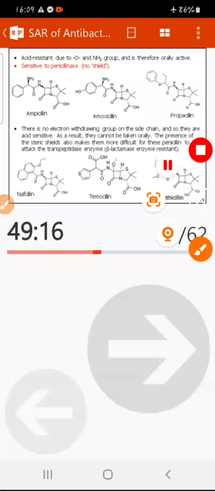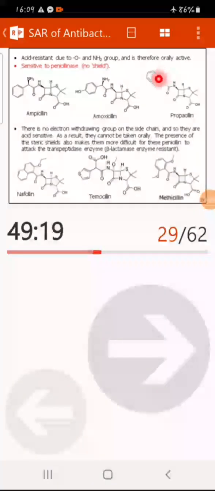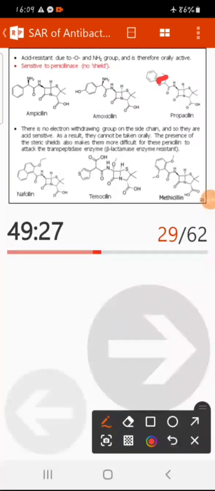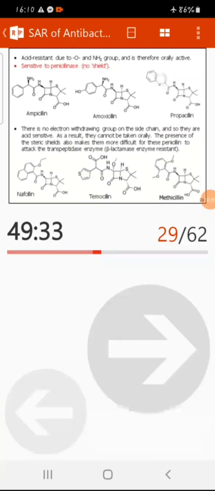But if I make this molecule like this, if I make a ring here, it will be beta-lactamase stable. If I make the oxygen containing side chain with the alkyl group into a ring like this, it will be a heterocycle or cyclic. The alpha carbon will be part of the cycle. It will be beta-lactamase stable. But propacillin is not. Next, nafcillin.